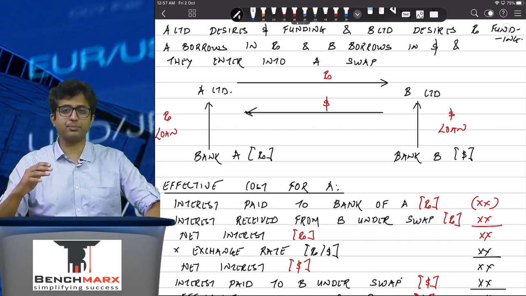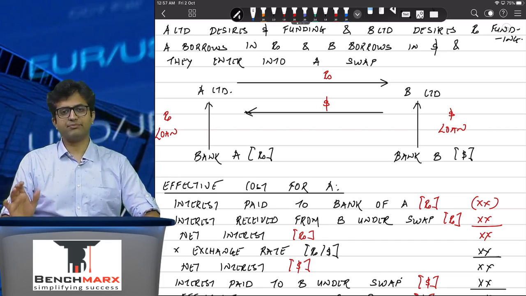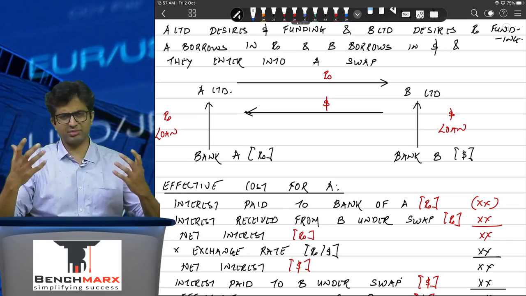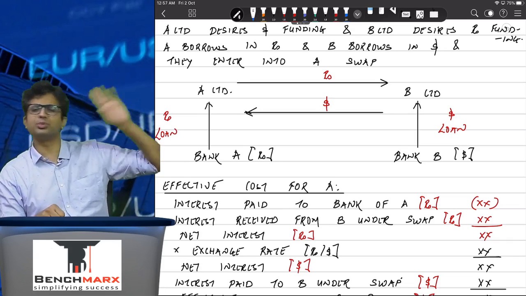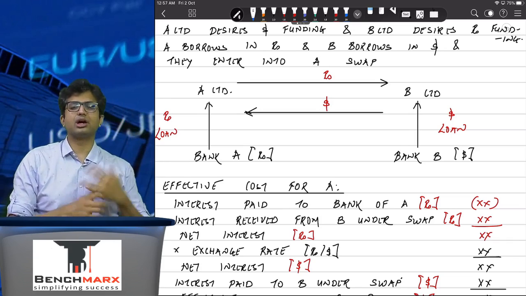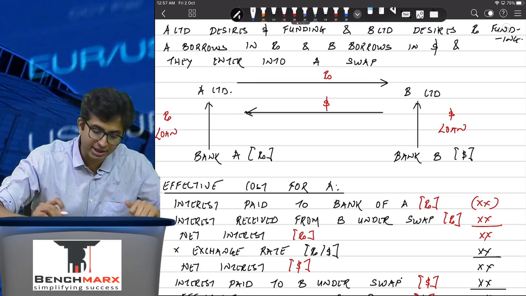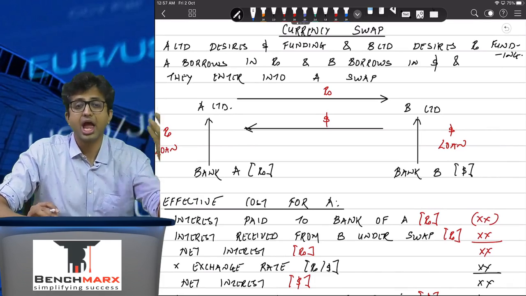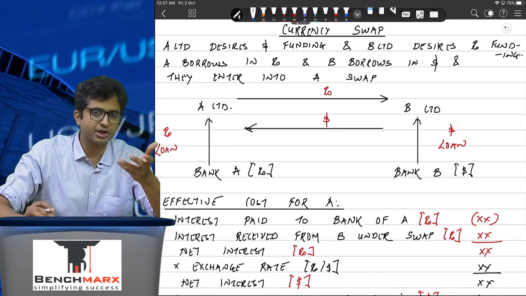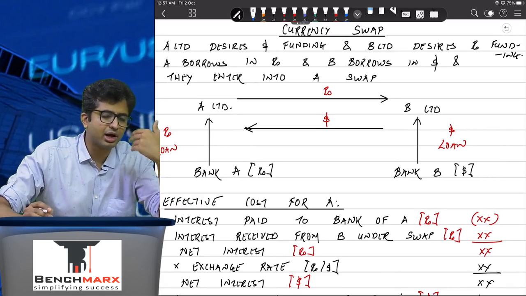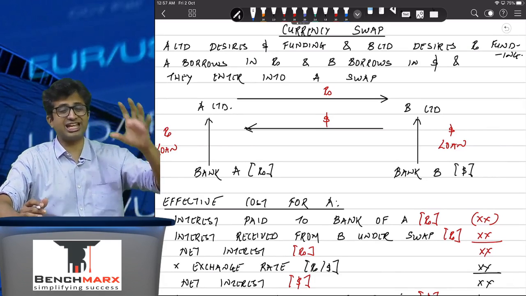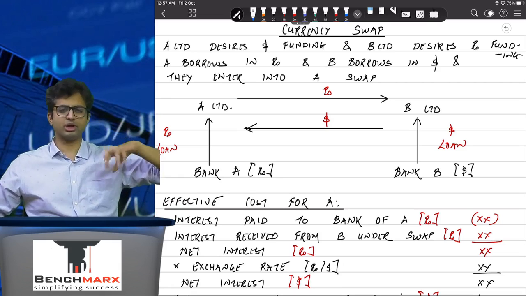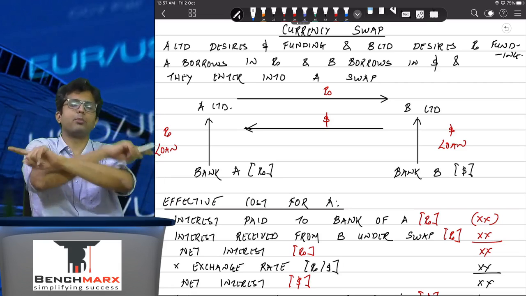So Mahindra, for example, will agree that, okay brother, you are borrowing in dollars on my behalf, I will pay you for that dollar interest based on our agreed terms, and Chrysler will pay the rupee interest. So over here, this is how your currency swap is happening. So here we have just given an example where there's a company A who desires dollar funding and B desires rupee funding. However, they have agreed to a swap whereby A actually borrows in rupees though it needs dollars, and B actually borrows in dollars though it needs rupees, and then they swap or exchange.